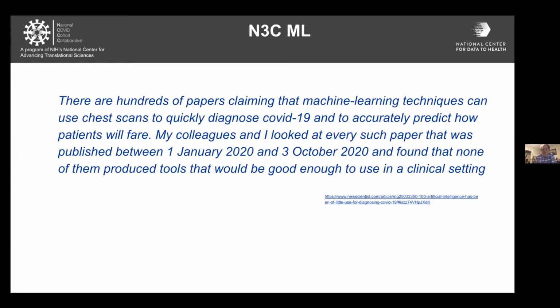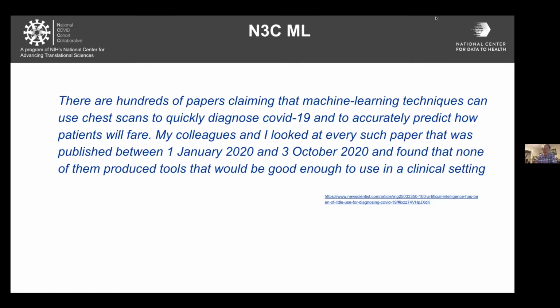I'm sure people have seen things like this, and normally I don't read from slides, but I think this is kind of important, so I'm going to read this if you forgive me. This is exemplary for a number of papers that have reviewed the literature on machine learning and COVID-19. This author said that there are hundreds of papers claiming that machine learning technologies can use chest scans to quickly diagnose COVID-19 and accurately predict how patients will fare. And they published a study that he's introducing in the blog that I've linked here.